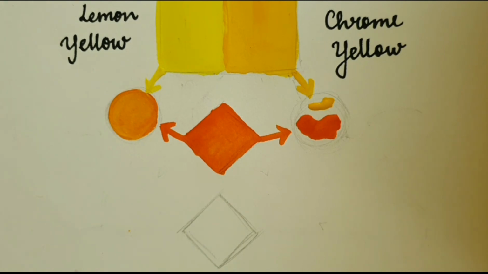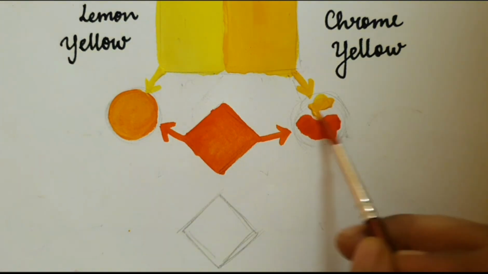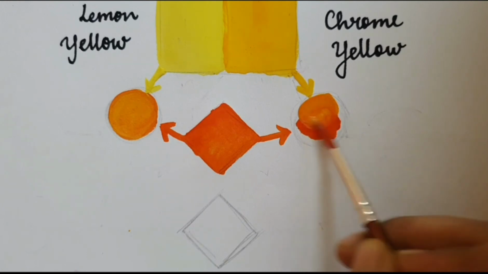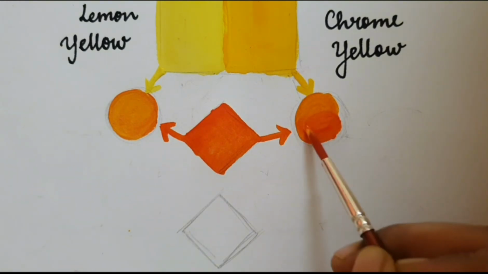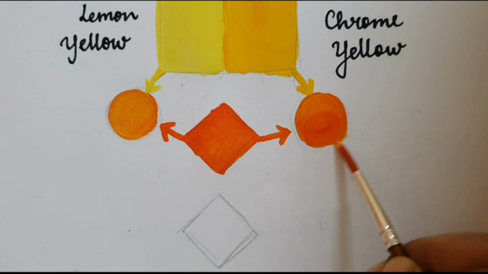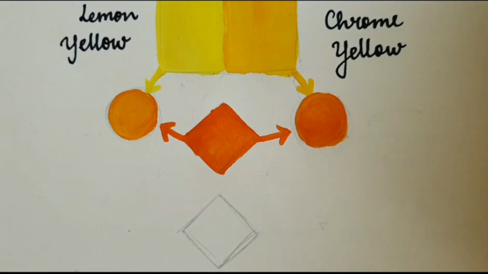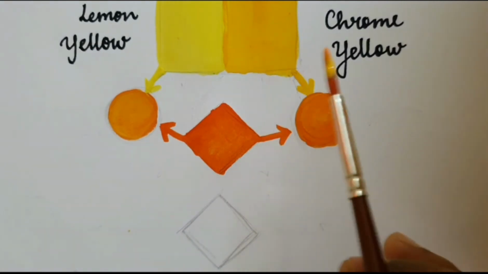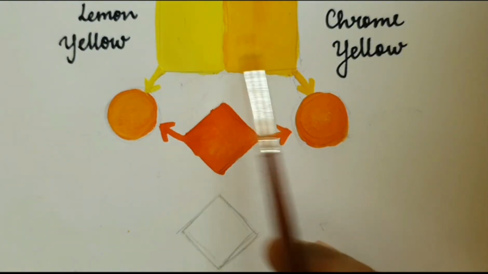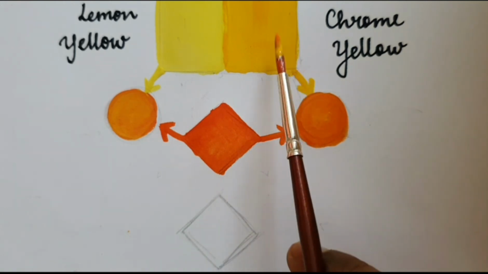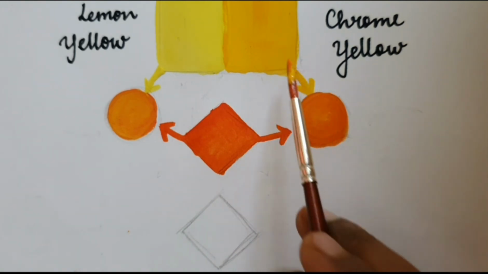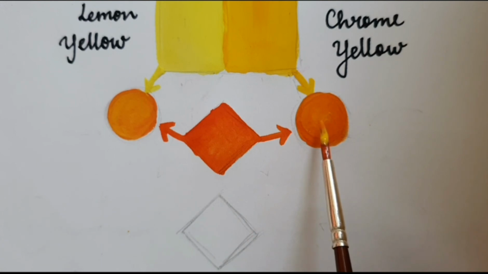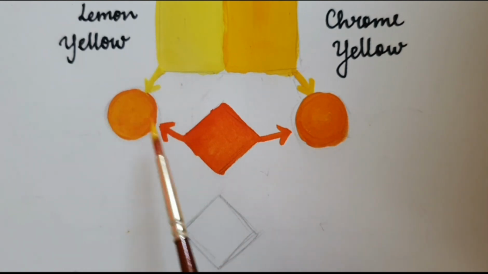Now let's try mixing the other one. Because the content in chrome yellow is actually a mixture of lemon yellow and orange, that is why we just got an in-between shade between chrome yellow and orange, whereas the lemon yellow made it more lighter. That's the only difference.